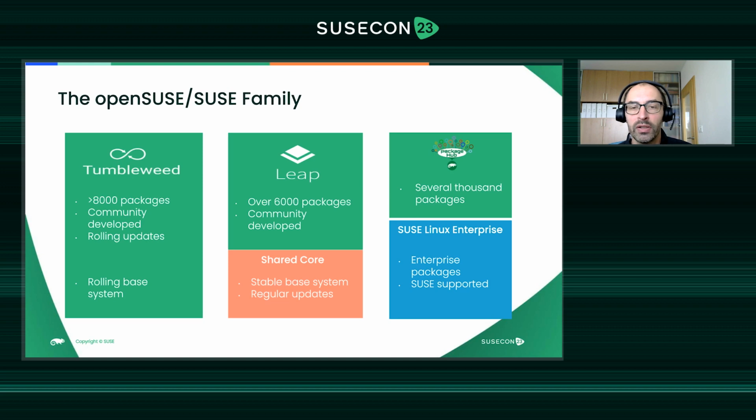This shared core is shared between SLE and Leap, and the packages which are in Leap on top of what's in the core are exposed in the module I just mentioned, the Package Hub, to enable customers to use those packages even if not officially supported by SUSE.